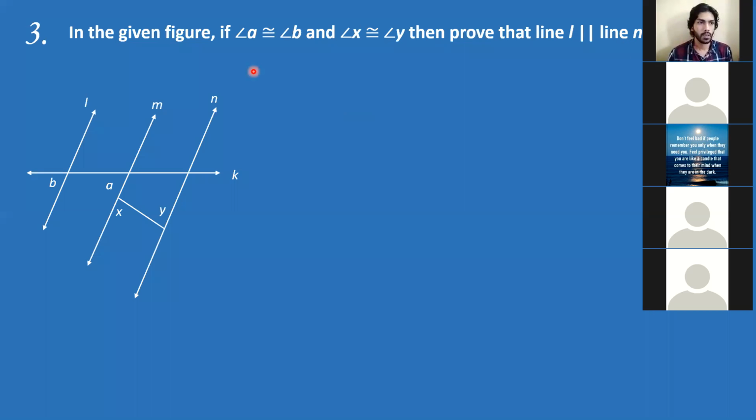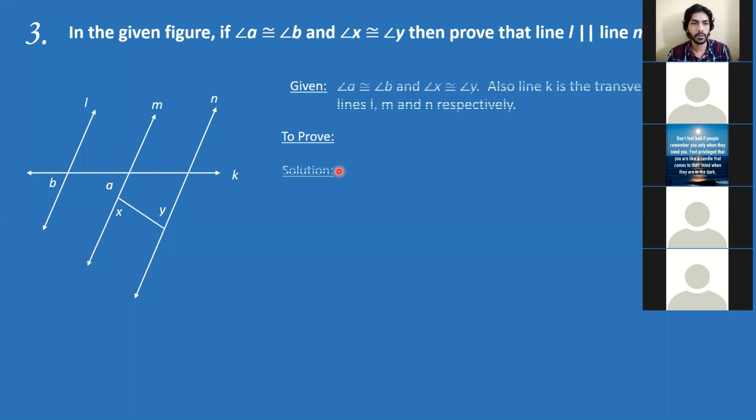So, folks, again, what we do is we divide it into 3 parts: given, to prove, and solution. In given, we write the given. In to prove, we write the to prove. I hope you have understood this. So now we have to prove, folks, that line L is parallel to line M. Now keep it in mind: right now we are seeing there are 3 lines, L, M, and N, and there is one more line, line K.